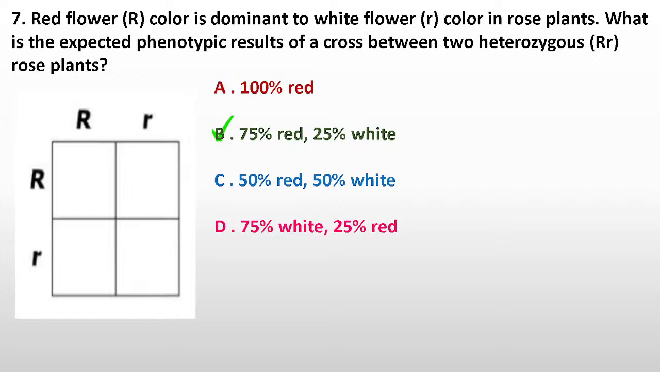So in this case, the F2 ratio is 3 is to 1. So 3 is to 1 is dominant is to recessive, where the dominant color is red. So 3 is to 1 is going to be 75% is to 25%. This is how you'll have to remember it.